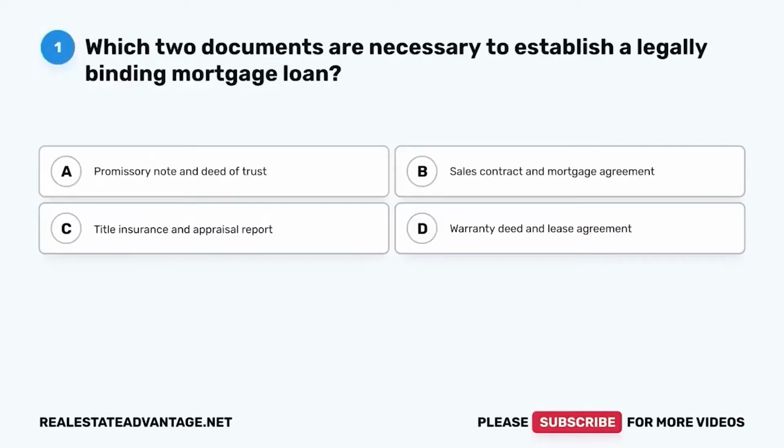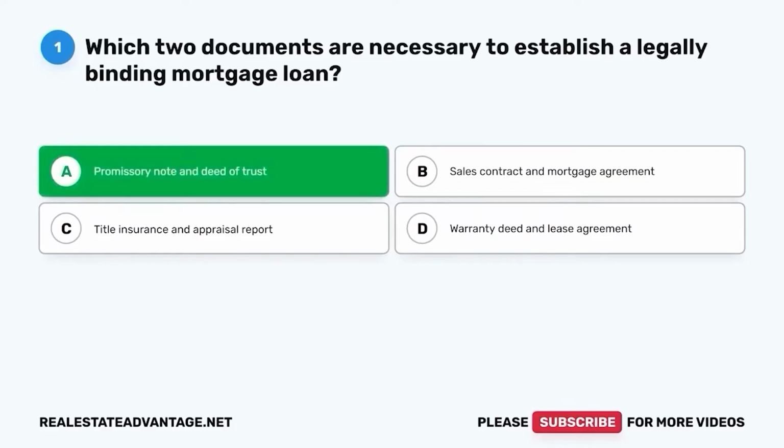Now let's get started. Question 1. Which two documents are necessary to establish a legally binding mortgage loan? A. Promissory note and deed of trust. B. Sales contract and mortgage agreement. C. Title insurance and appraisal report. D. Warranty deed and lease agreement.